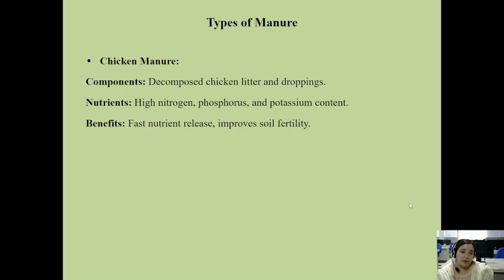Chicken manure we can use in our agricultural land for the production of crops, and decomposed chicken litter and droppings we can use as manure. Nutrients are high in nitrogen, phosphorus and potassium content, and it provides many benefits: fast nutrient release and improved fertility of your soil.